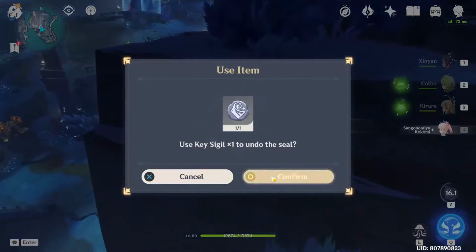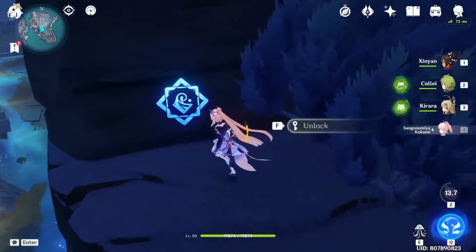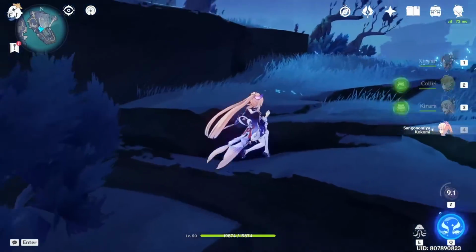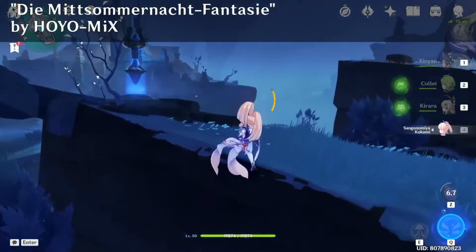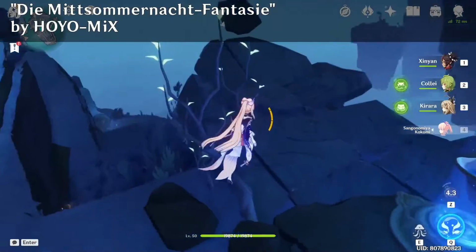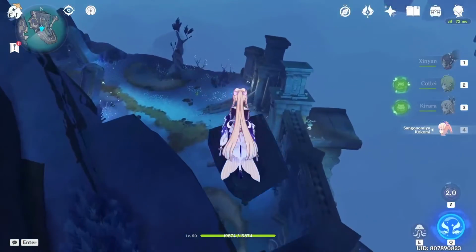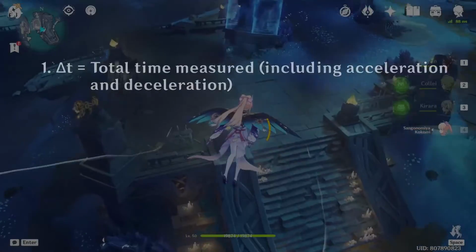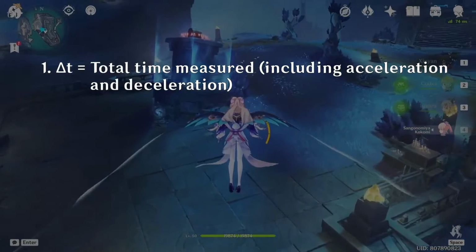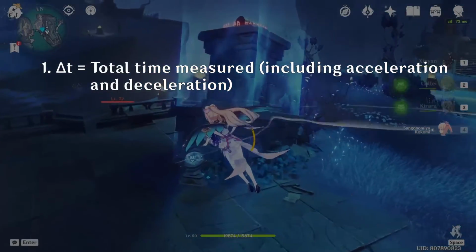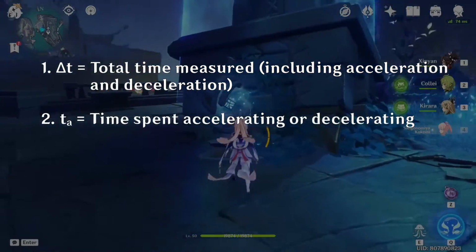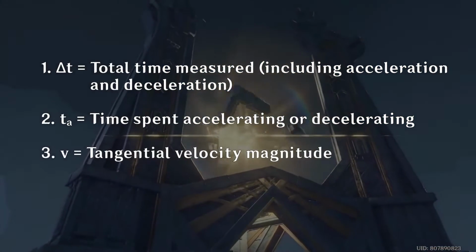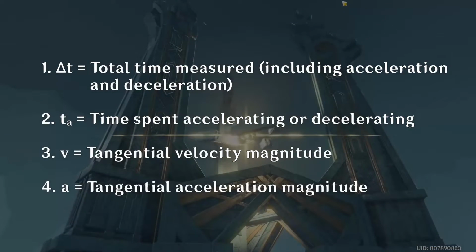The reason is because we have 3 different motions: acceleration, constant speed, and deceleration. To derive the equation for it, we can split up the motion into 3 separate parts, and each of them are labeled 1, 2, and 3 for acceleration, constant speed, and deceleration respectively. I'll define some variables. Delta t will be equal to the total time measured, including the acceleration and decelerating. TA is equal to the time spent accelerating and/or decelerating. V is equal to the tangential velocity magnitude, and A is equal to the tangential acceleration magnitude.